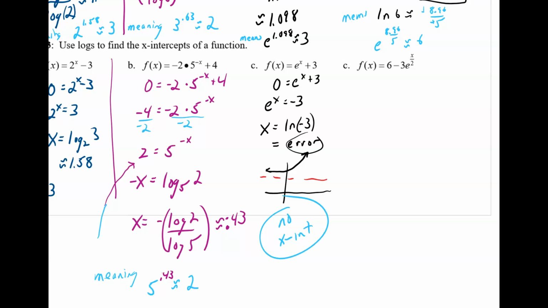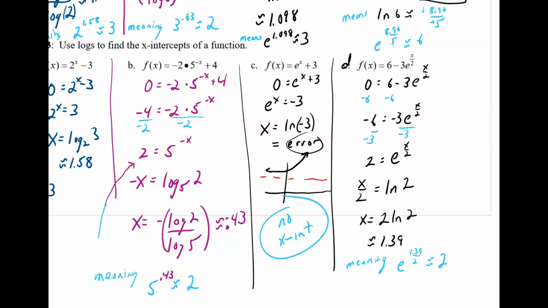Okay, try D. Okay, so there's the process. You end up with x equals 2 ln of 2, which is approximately 1.39. That's the x-intercept of this function for part D. And this means that e to the 1.39 over 2 approximately is equal to 2.